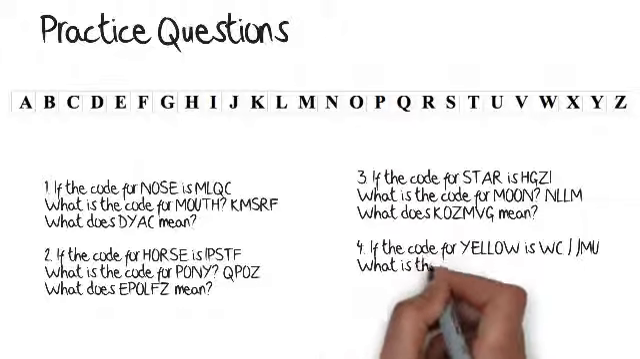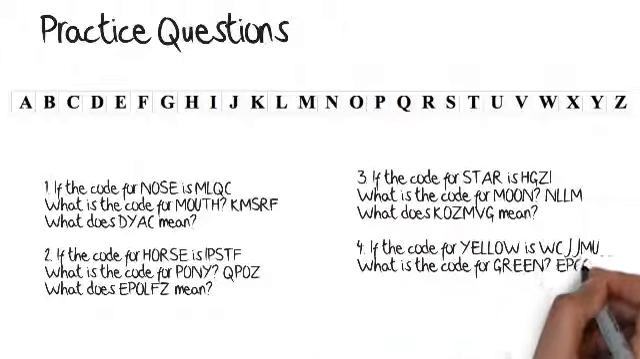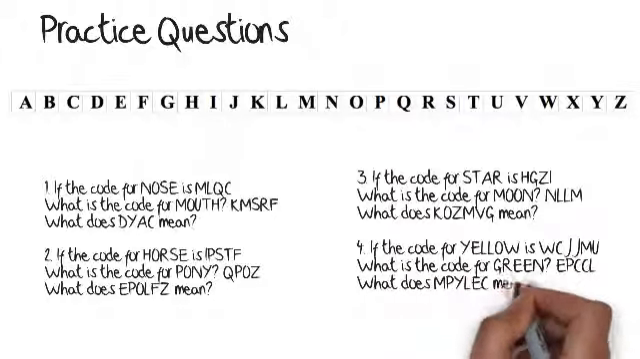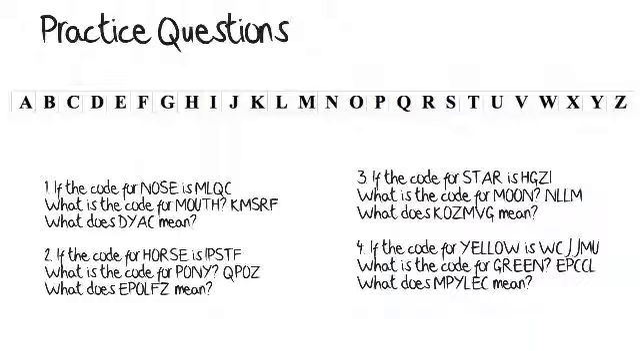KOZMVG mean? Number 4. If the code for yellow is WCJJMU, what is the code for green? What does MPYLEC mean?